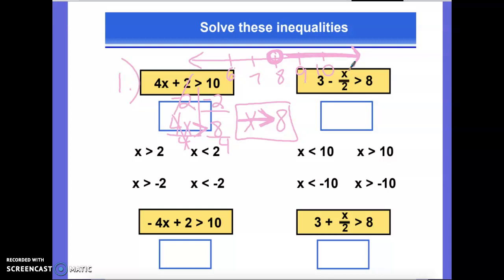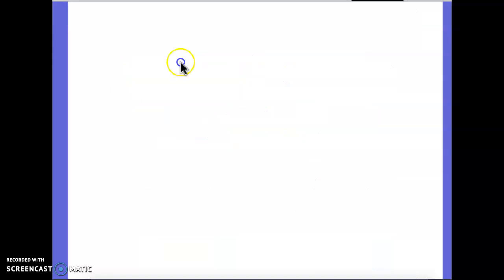Okay? We're going to skip and do number 2 now. I think we'll do it on another page though. So 3 minus x divided by 2 is greater than 8. This is a really important example. You really need to pay attention to this. Okay, this is where the biggest difference is.